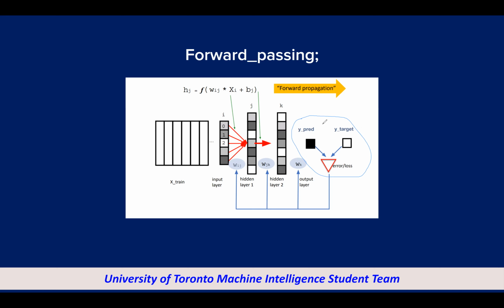So for example, if I'm helping you guys to understand this, this is the prediction made by your neural network. So in this case, it produced a black square, for example. And this is the true label, X target. So this is how you want the data to look.